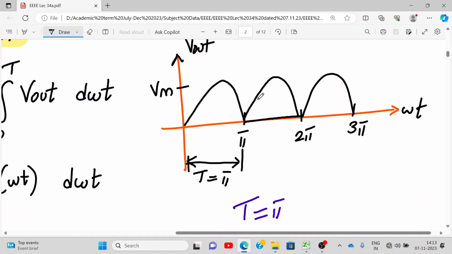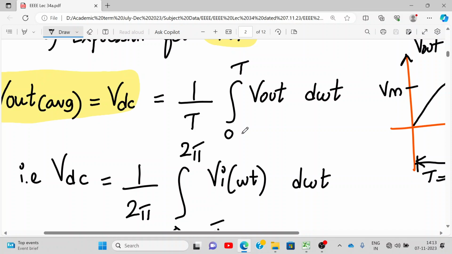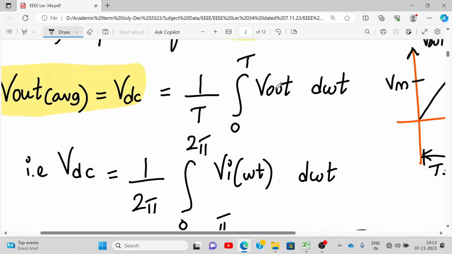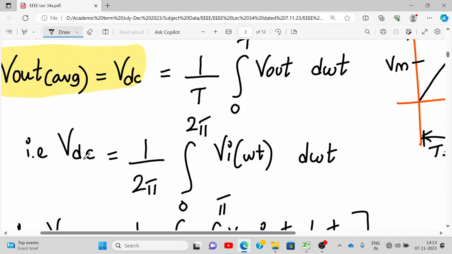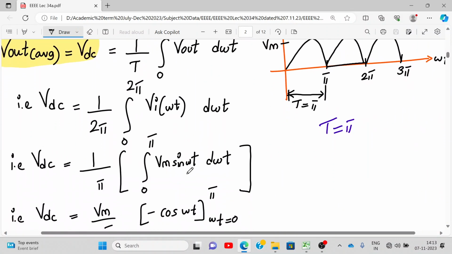Tell me first of all, what is the time period when the waveform repeats? It will repeat after pi only, correct? So my total T, capital T, is pi. Alright. So what is the definition of V out average or VDC? It's 1 upon T, integral 0 to T, V out d omega t. Here, why have I written 2 pi? It's pi, right? So is it 2 pi or pi? It's 0 to pi only.